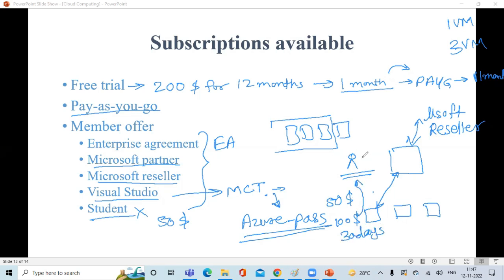So here you don't require any kind of credit card details or anything else. You can utilize that $100 for 1 month. You can just do the demonstration labs and all these things, and then you are okay with that. But in this case, as an MCT, I can generate only one pass in 4 days, right? So this is a limitation.